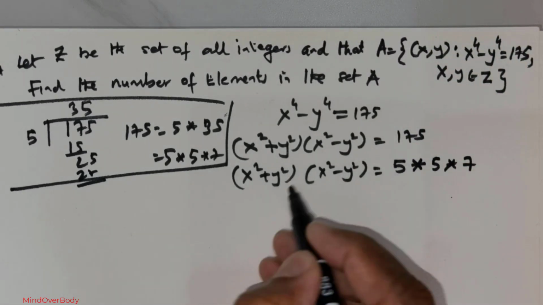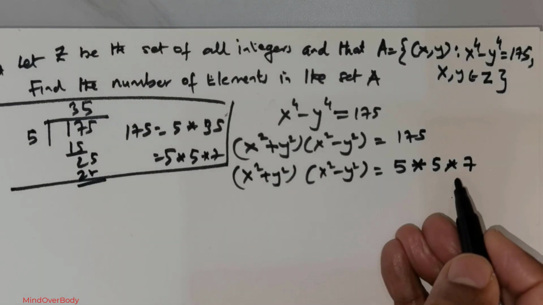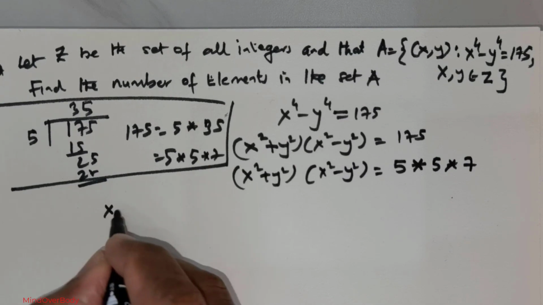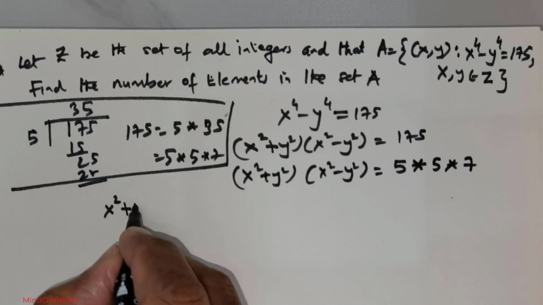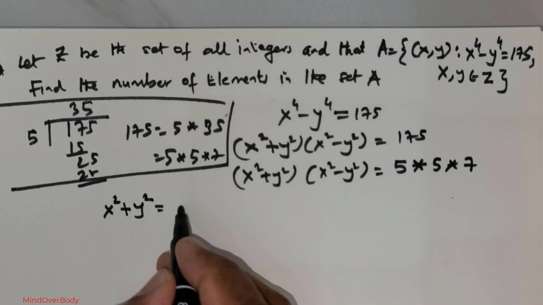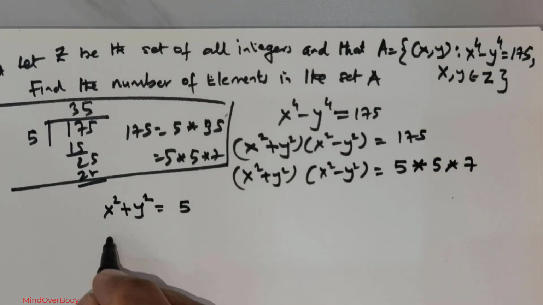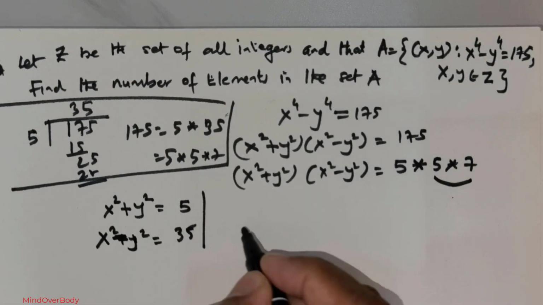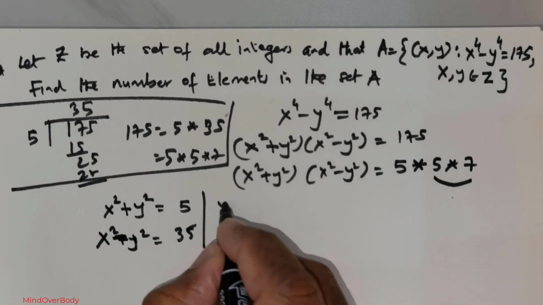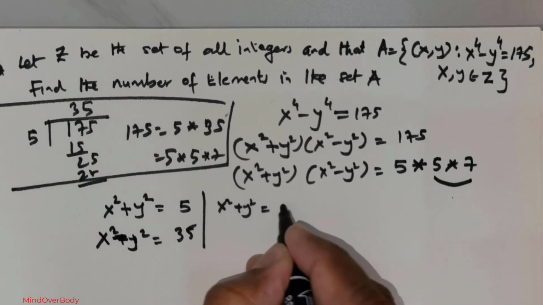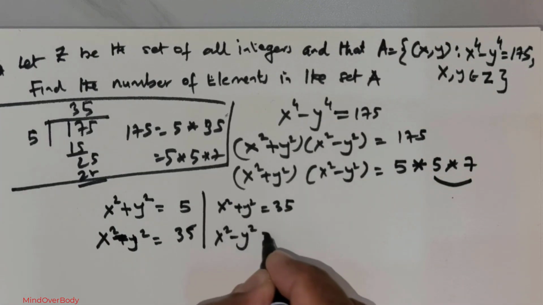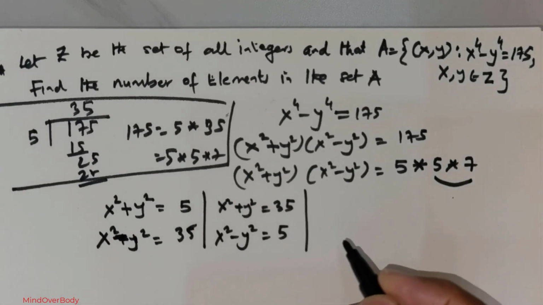Now I've got a product on the left hand side and I got a product on the right hand side. So what I'm going to do, by guess and check, I can take x squared plus y squared to be, say, 5. Then x squared minus y squared should be 35. This is one possibility, right? Now the other possibility is, if I take x squared plus y squared as 35, then x squared minus y squared should be equal to 5. This is the second one.